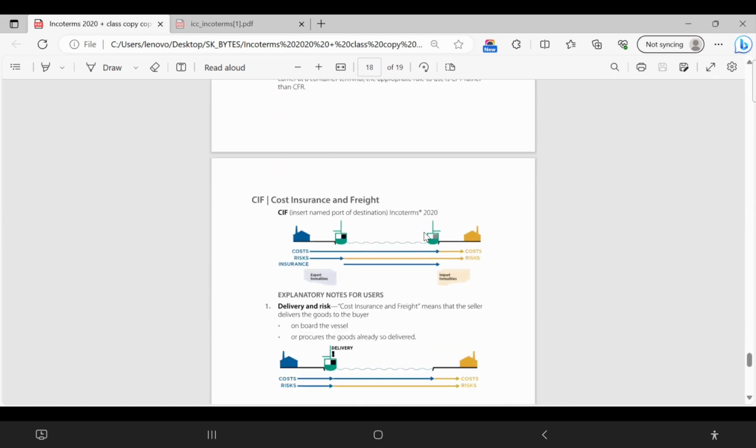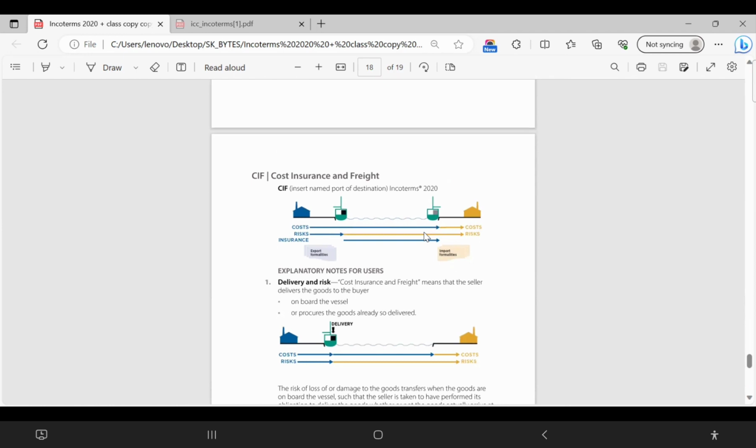Now, CIF. The only distinguishing factor between CFR and CIF is insurance. Insurance is required until the port of destination. Delivery happens when the goods are onboarded. Again, it is a C term, freight prepaid. The main carriage has to be borne by the seller itself, and the risk transfers here. Export formalities are by the exporter and import formalities by the importer.